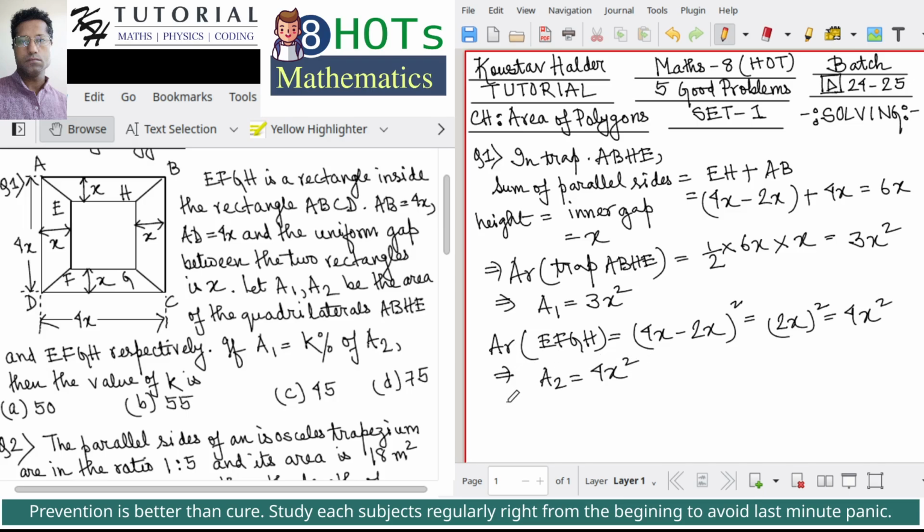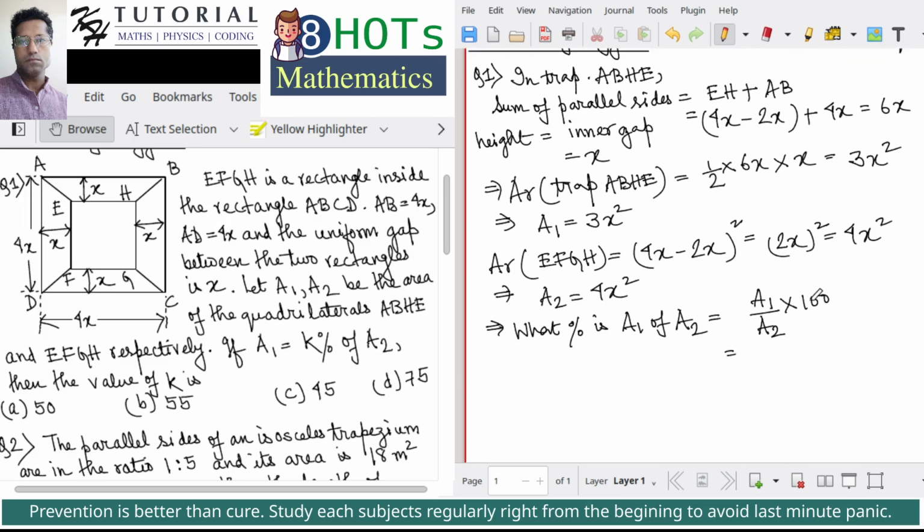So now, A1 is k percent of A2. So to find k, we must find what percentage A1 is of A2. This question we must answer or solve. So this will be equal to A1 by A2 multiplied by 100. Okay, so this is equal to A1 is 3x square, A2 is 4x square, multiplied by 100.